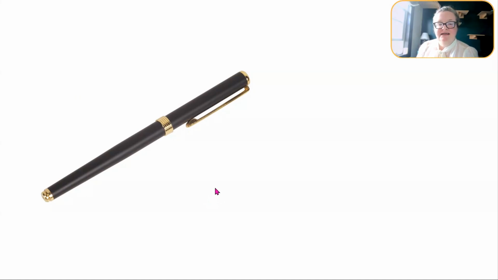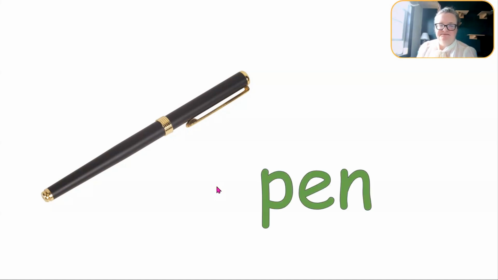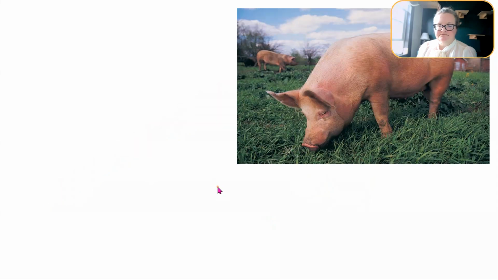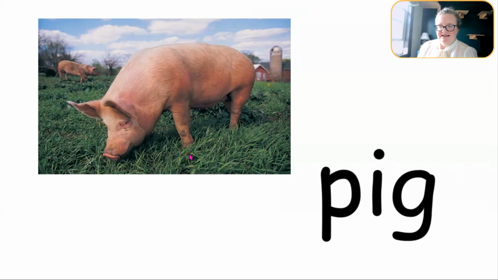This is a pen. You write with a pen on paper. Pen. This is a pig. A pig lives on a farm. Pig.